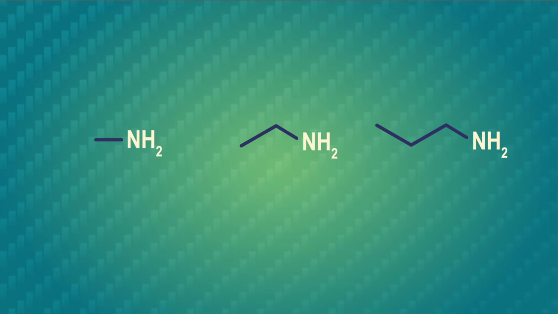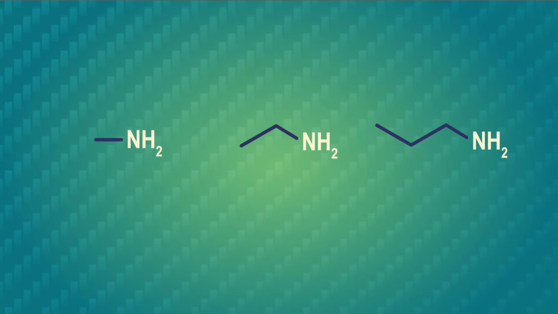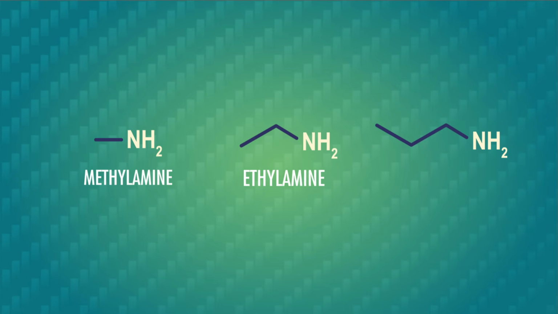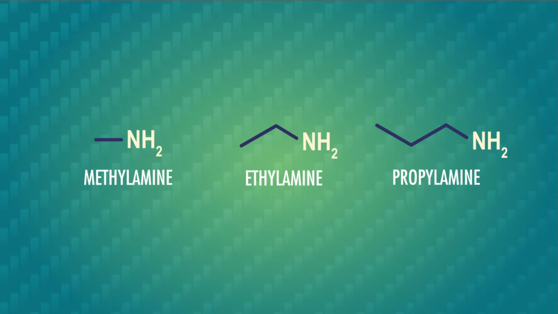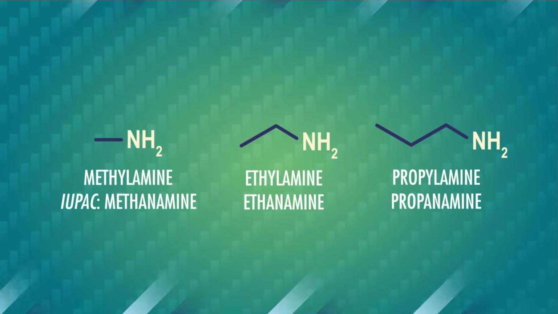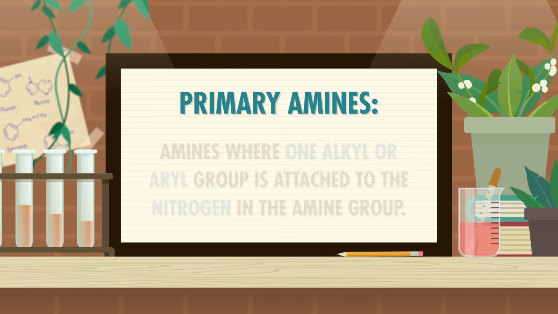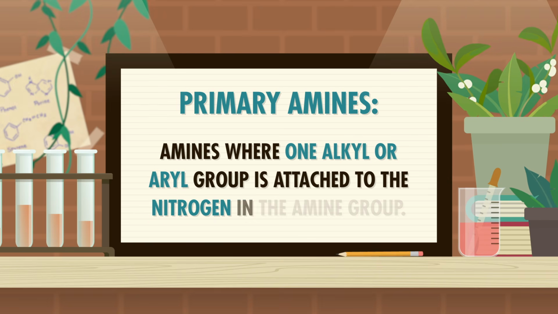Talking about amines can get a little complicated because there are two naming systems in use. To get common names, the alkyl group attached to the amine group is put before amine in the name, like methylamine, ethylamine, or propylamine. And of course, there's IUPAC, which we'll put on the screen. These are all examples of primary amines. Amines where one alkyl or aryl group is attached to the nitrogen in the amine group.